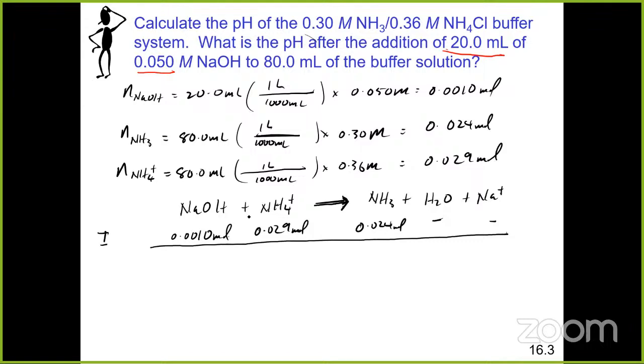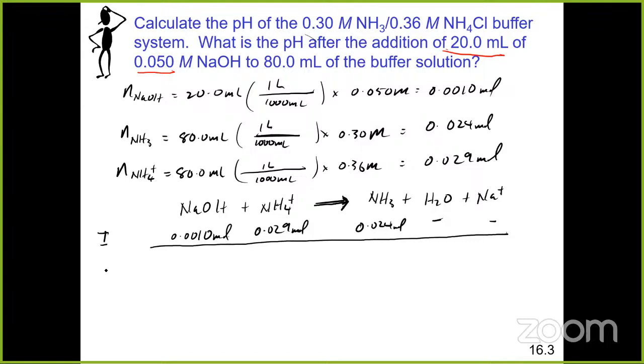So again, I ask a question. Of the two, the sodium hydroxide and the ammonium in the initial line of the ice table here, which of those two would be the limiting reactant? In other words, which of those two would be the reactant that would be completely used up? And this is made easier by the fact that the reaction between the sodium hydroxide and the ammonium is a 1-to-1 mole ratio. So which of those two would you expect to be the limiting reactant? The sodium hydroxide.